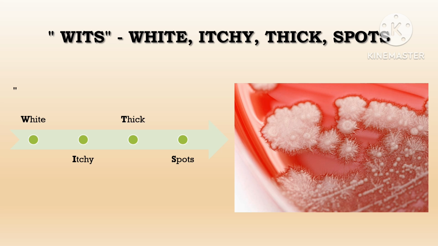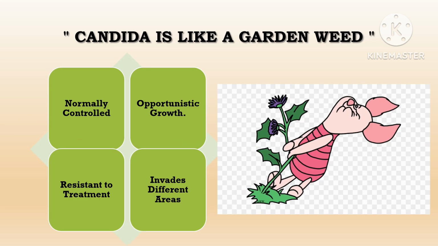In this picture, you can appreciate white, thick spots, which are also itchy, and this is caused most commonly by Candida albicans, which is a tiny yeast. It lives inside us, and usually it is minding its own business. But when our immune system weakens or antibiotics wipe out the good bacteria, Candida can overgrow.